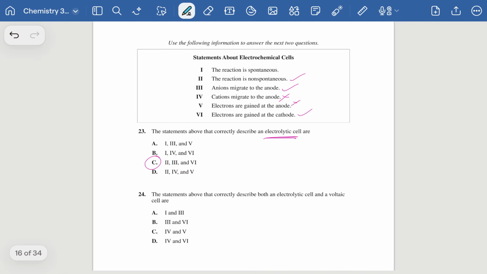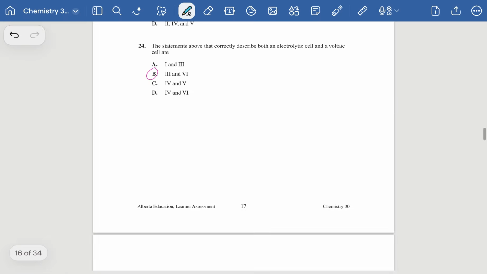And then number 24, what is true for both electrolytic and voltaic? Well, not this one, because that's just voltaic, not the second, because that's just electrolytic. Number 3 is still right. Number 4 is still wrong. Number 5 is still wrong. And number 6 is still right. So we are looking for our answer here to be B. Okay, I think we have one more from Electrochem.